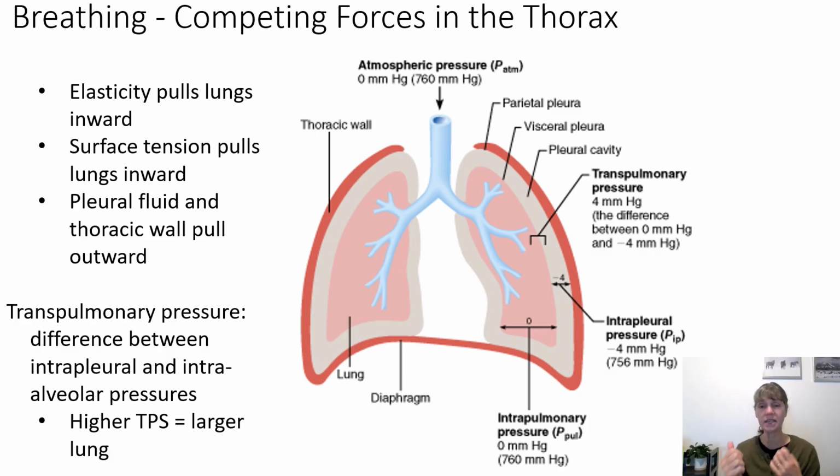Conversely, if the intrapleural pressure becomes greater, if there's a puncture of that cavity, that can cause pressure from the outside to come in, and that would make the lungs smaller. They could collapse.